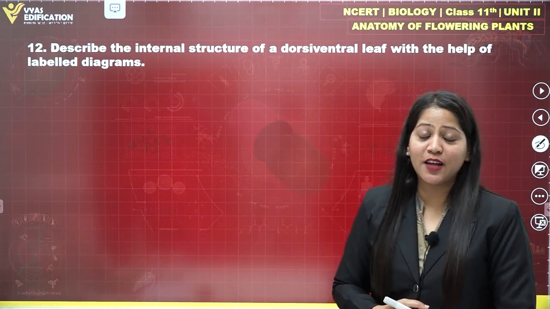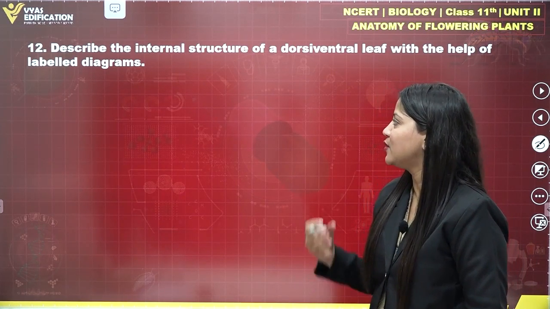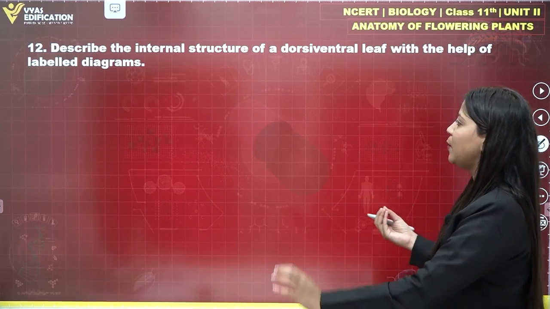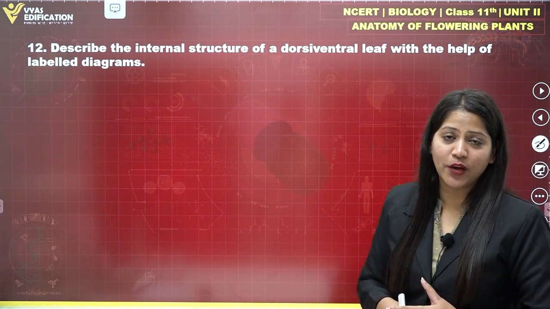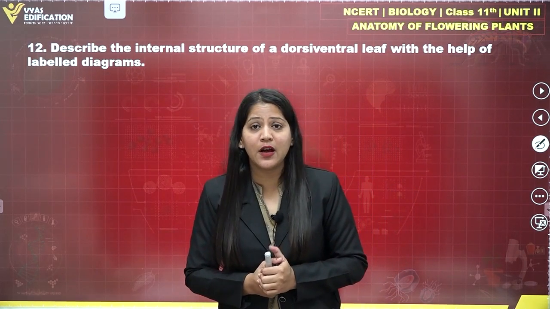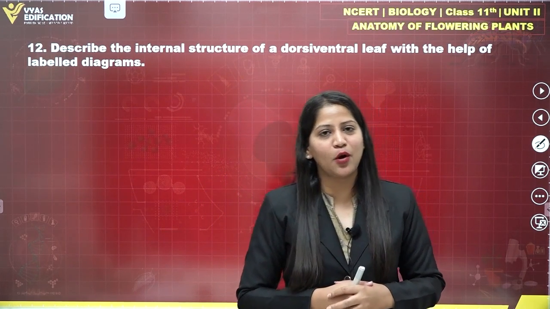Now moving on to the last question of this chapter: describe the internal structure of a dorsiventral leaf with the help of a labeled diagram. So in this question we have to describe the internal structure of a dorsiventral leaf along with a labeled diagram of it.